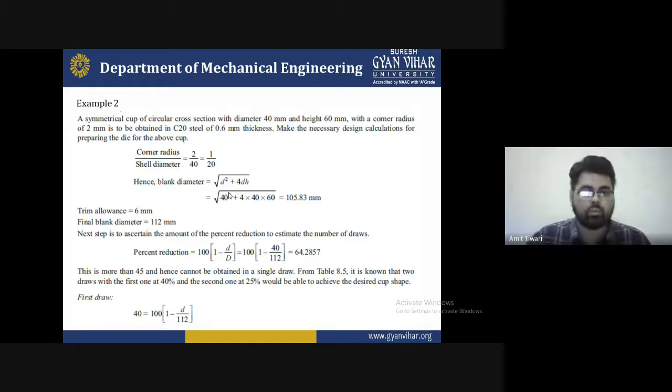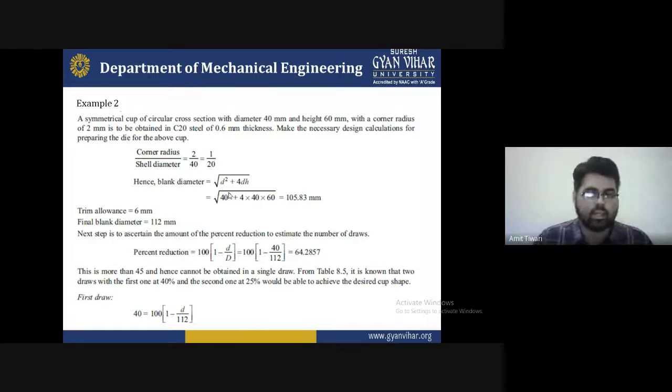The next step is to ascertain the percent reduction to estimate the number of draws. The percent reduction is 100 times (1 minus d by D), where d is 40 and the final blank diameter is 112. Solving this term, the percentage reduction is 64.2857. This is more than 45, and hence the cup cannot be obtained in a single draw.